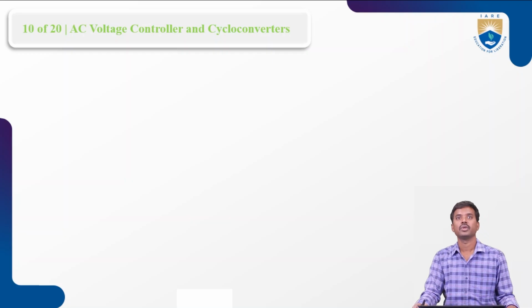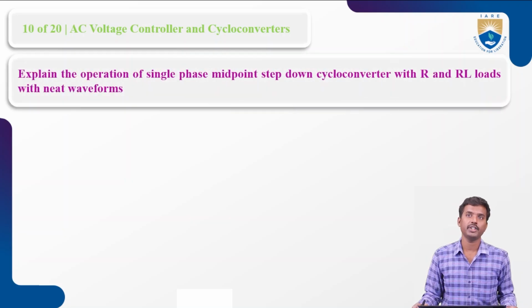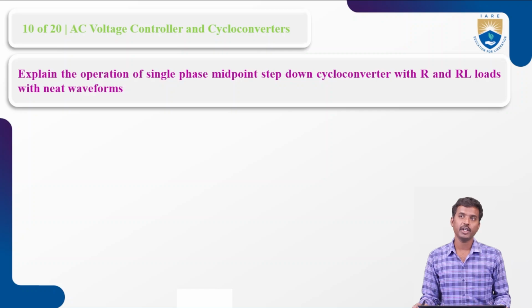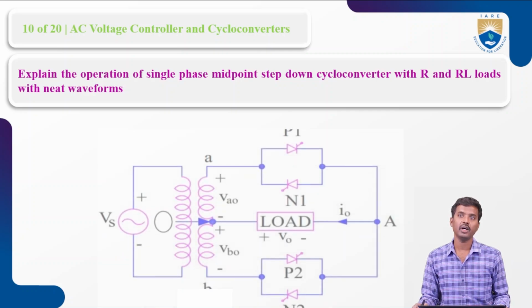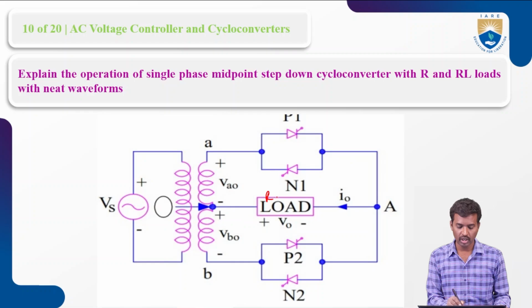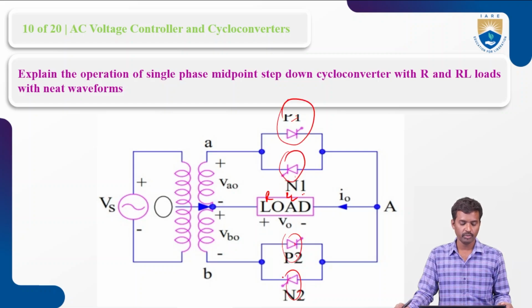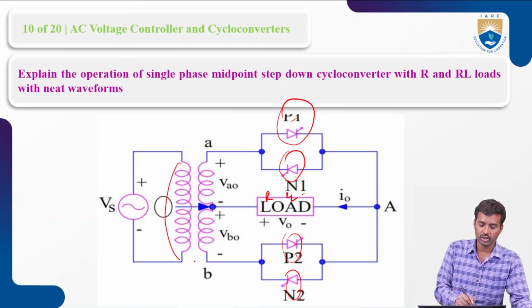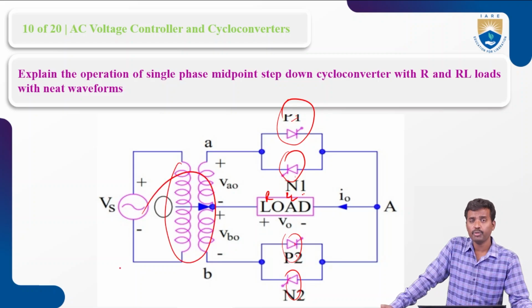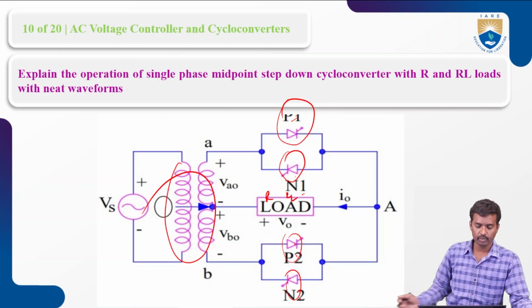Now, the 10th question. Explain the operation of single phase midpoint step down converter with R and RL load. So here you can use R and RL load. Two thyristors P1 and N1, and again two thyristors P2 and N2. These two are connected in parallel, and these two are connected in parallel. This is the positive thyristor and negative thyristor. Here I am using a center tapped transformer.